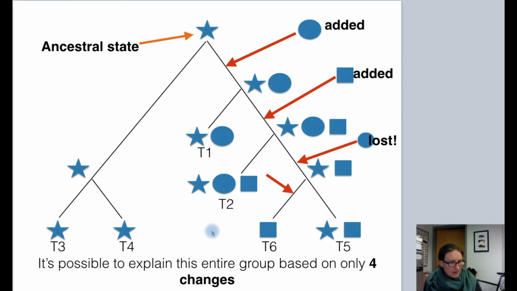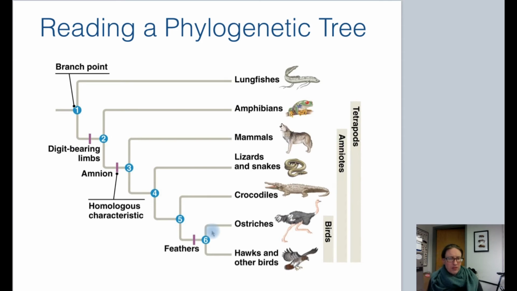Okay, so that's basically how phylogenetic trees get constructed, but it also helps to spend some time examining some examples of phylogenetic trees to get some practice in interpreting what they're telling us about evolutionary relationships between different groups of organisms. So here's a phylogenetic tree that contains a diverse group of organisms, starting out with lungfishes, and then including other things such as amphibians, mammals, lizards and snakes, crocodiles, ostriches, hawks, and other birds.